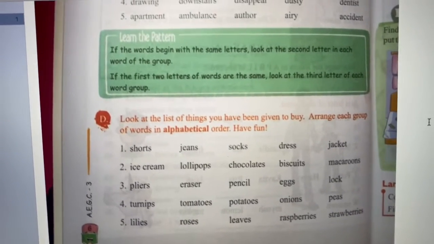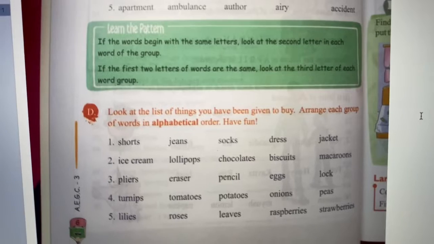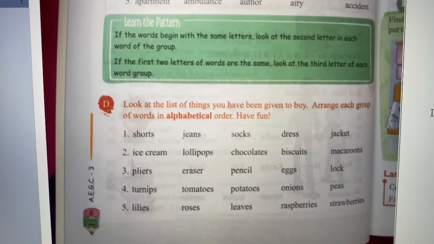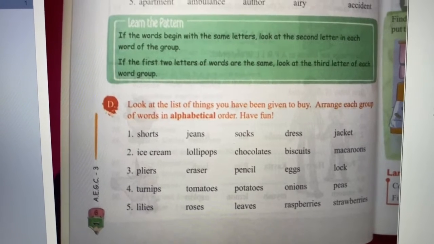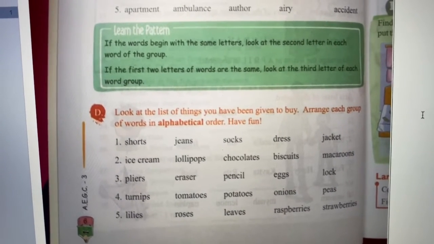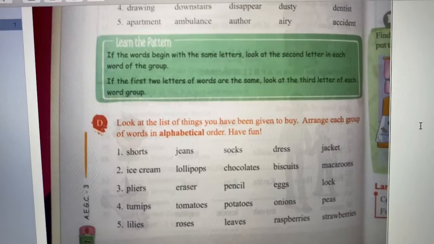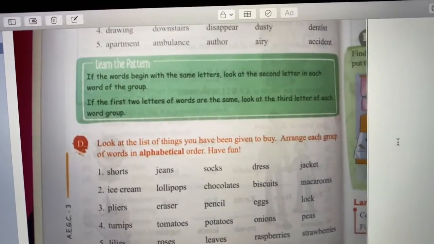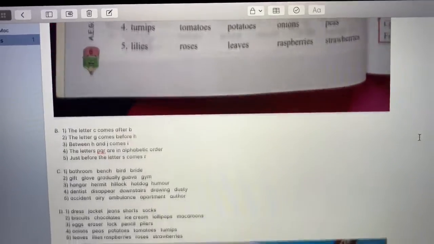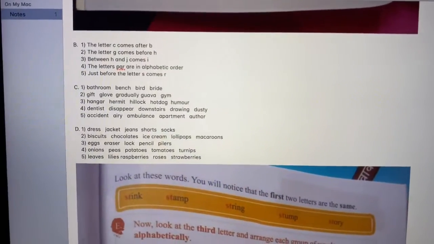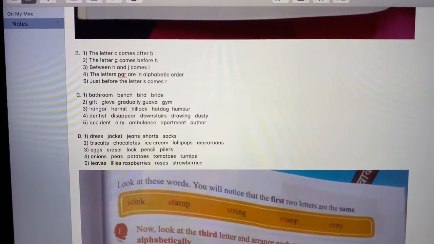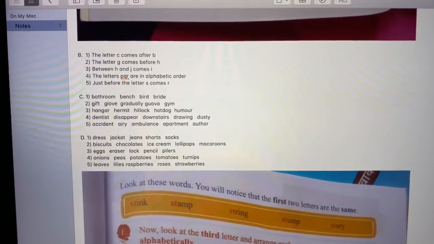Coming to exercise D, look at the list of things you have been given to buy. Arrange each group of words in alphabetic order. Have fun. So in the first one we have shorts, jeans, socks, dress and jacket. So once you arrange these in alphabetic order, they are going to come to dress, jacket, jeans, shorts and socks.